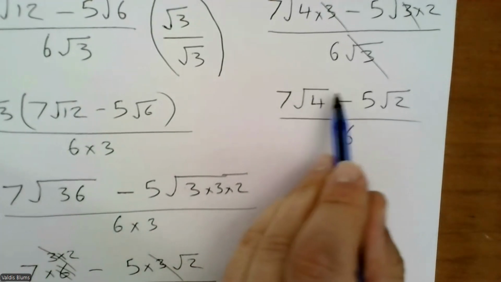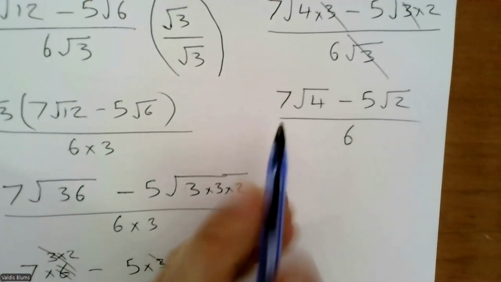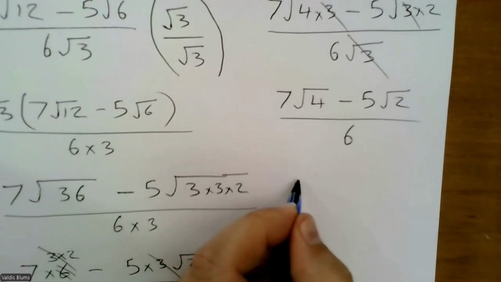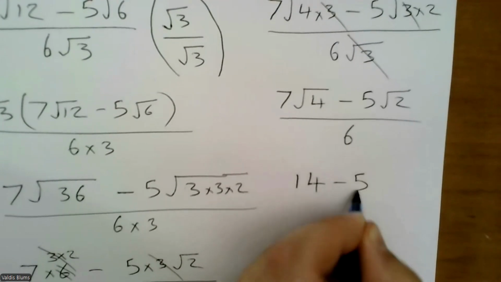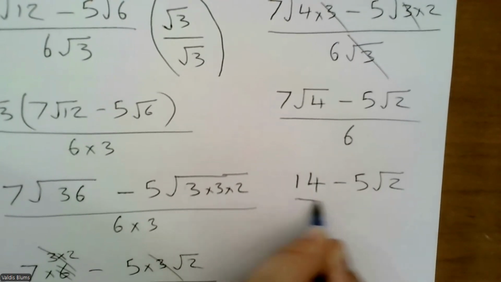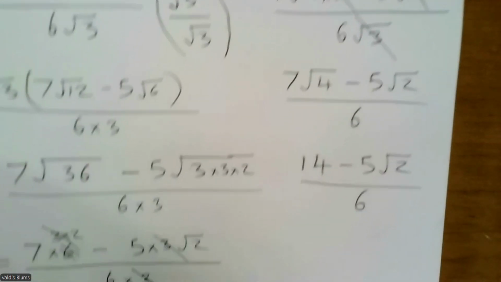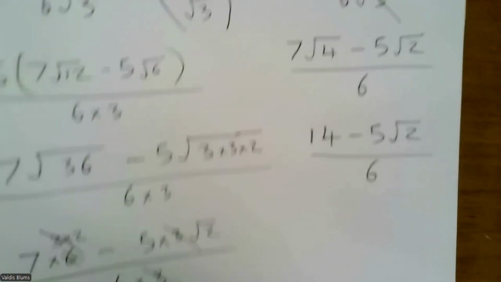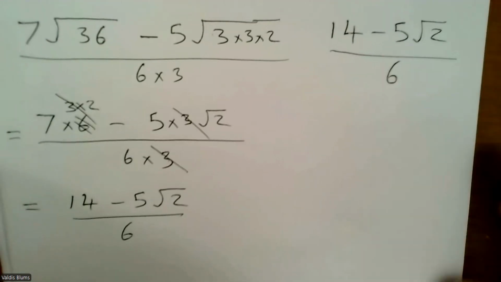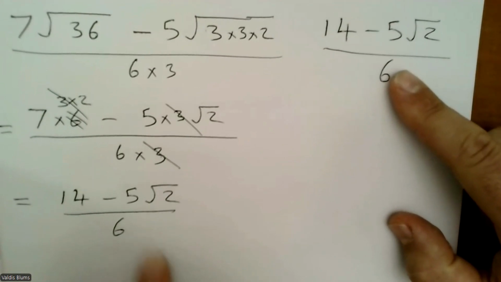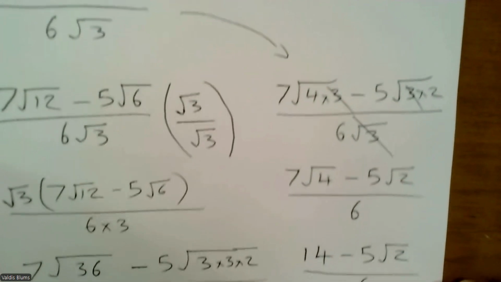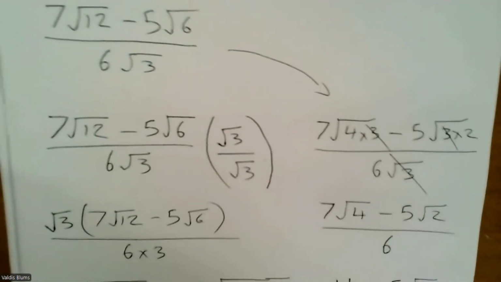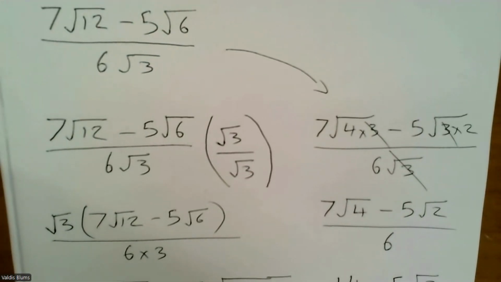4 in the square root, it's a perfect square, can get pulled out as 2. So 7 times 2 is 14. I have 14 minus 5 square root 2 all over 6. And so I have the same answer as what I did before. It's just the amount of working was much less because I applied critical thinking instead of just the generic rules that were taught. Okay, next question.